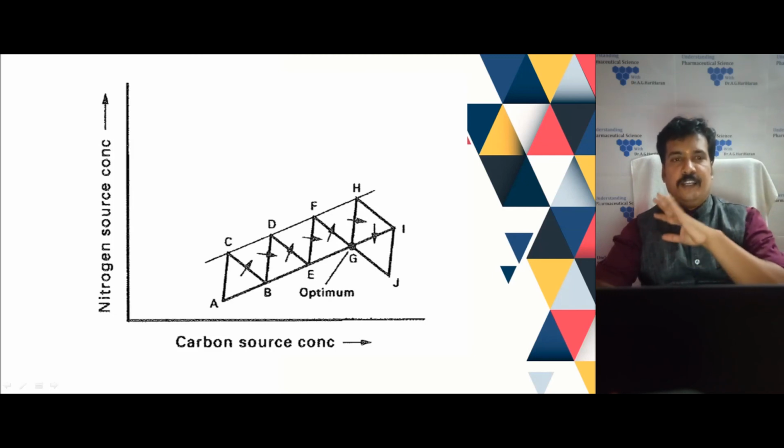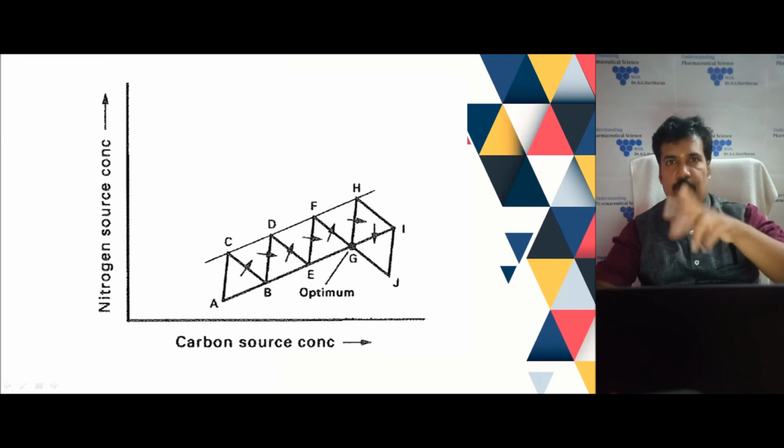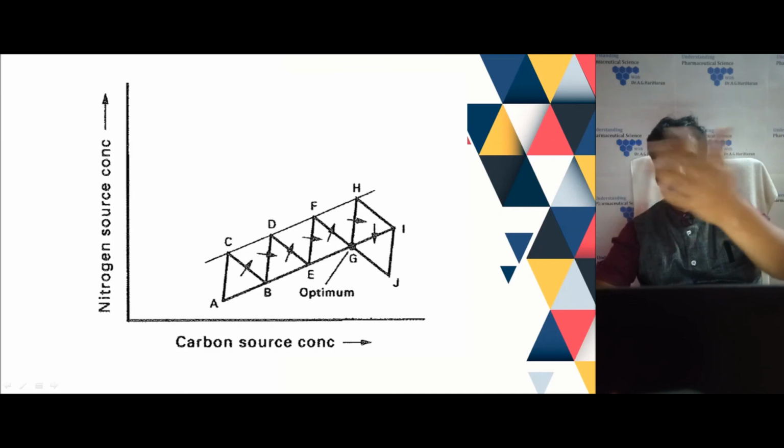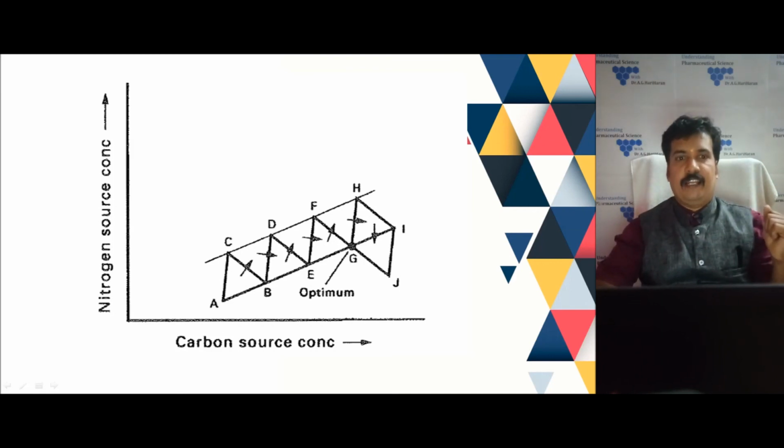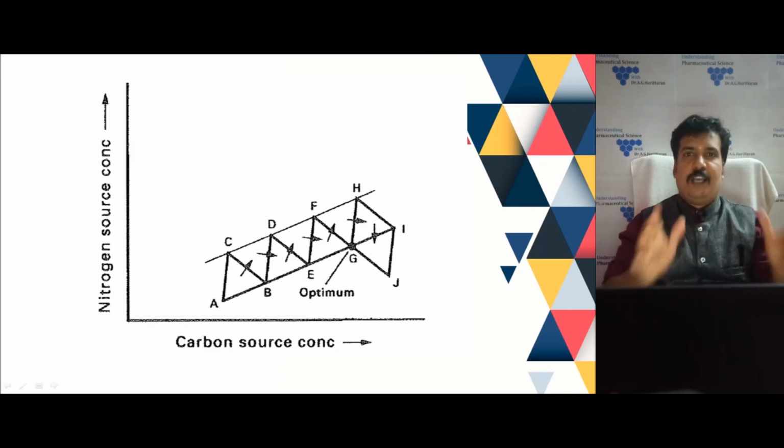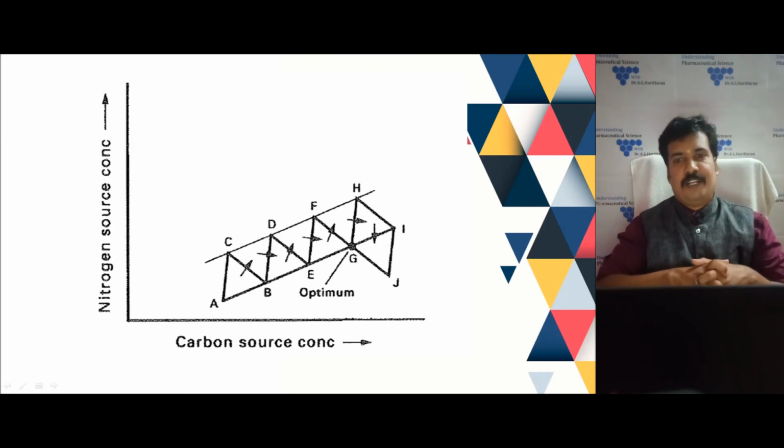The final one is that the reflection of the previous one, which halts the movement of this simplex equilateral triangle, is considered the optimum concentration. So this is how we can optimize the fermentation media.